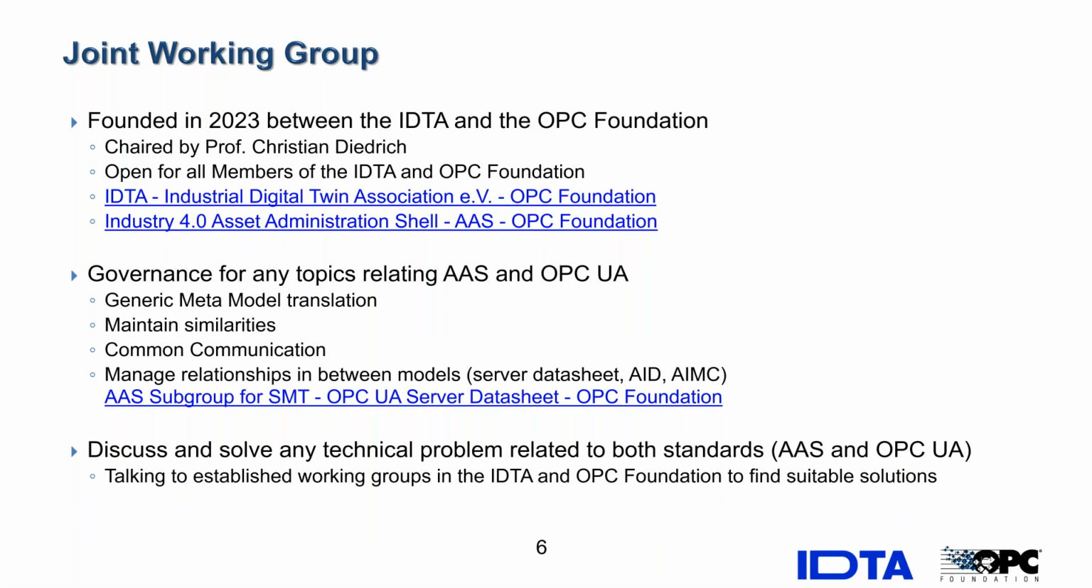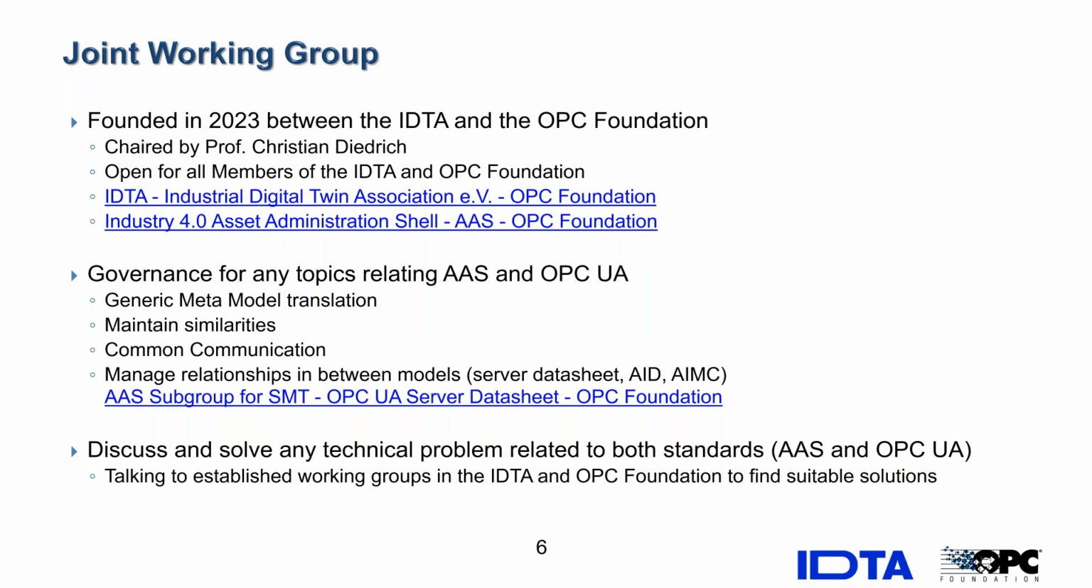Sure. What we are doing in the joint working group is we want to combine, to have as a result, one meta model, one model where we are modeling the information at the end. So we have a sub-working group with a generic meta model translation. You will hear much more about that over the time today.